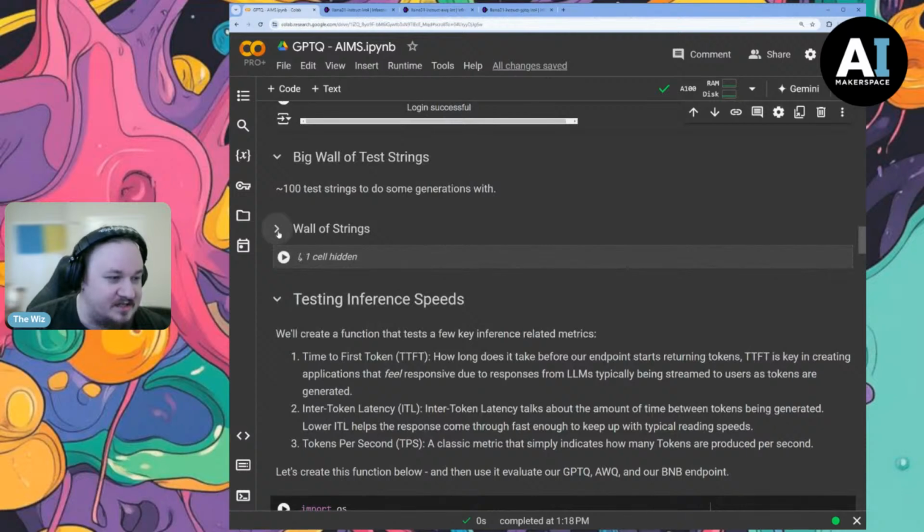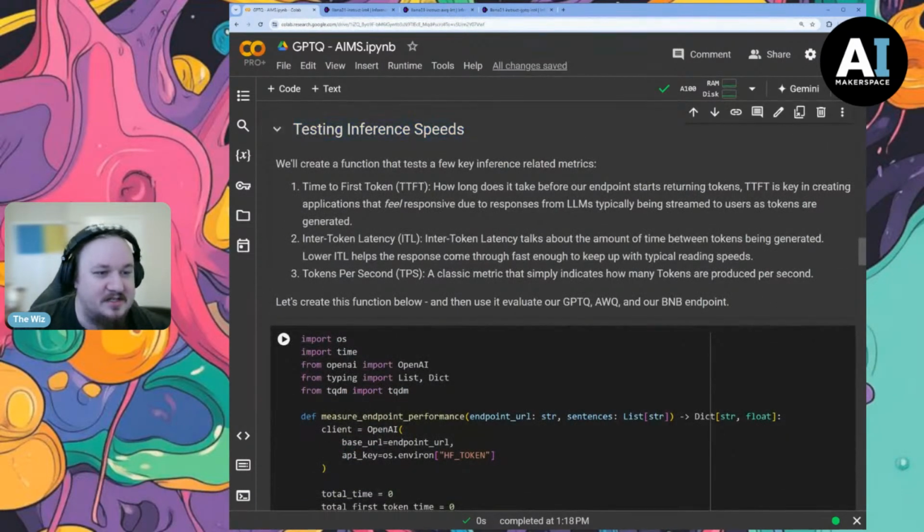To log in, we have just a bunch of strings. The strings don't matter at all. And we're going to test our inference speeds. We're going to care about the following metrics: time to first token, or TTFT, inter-token latency.